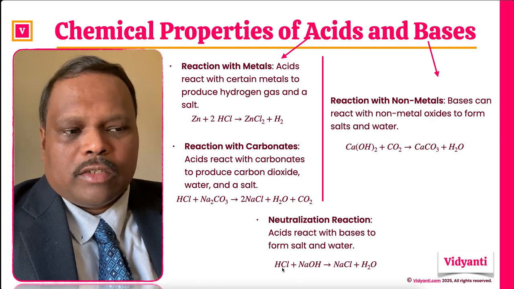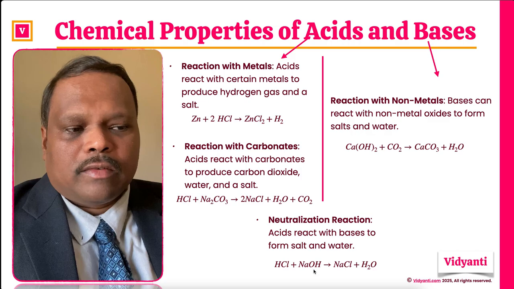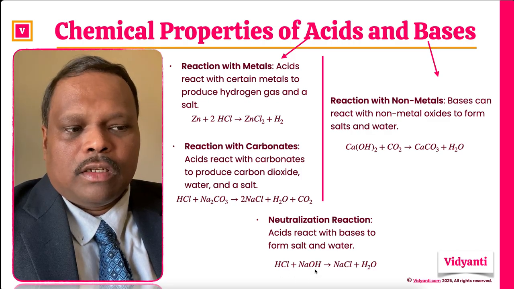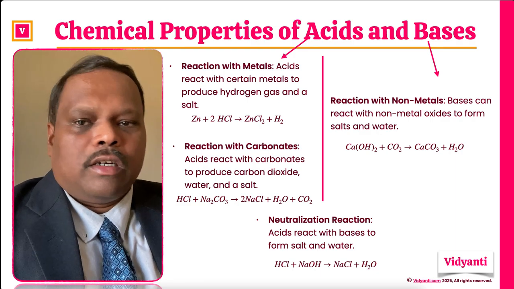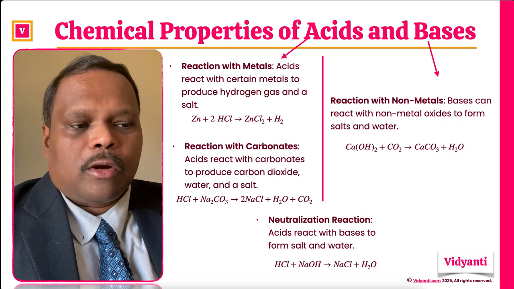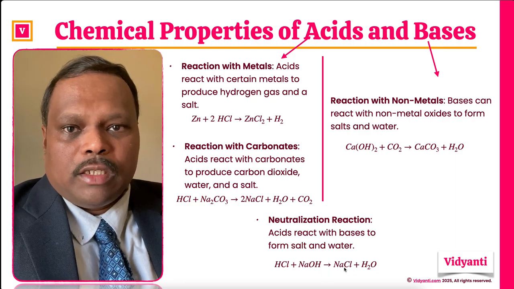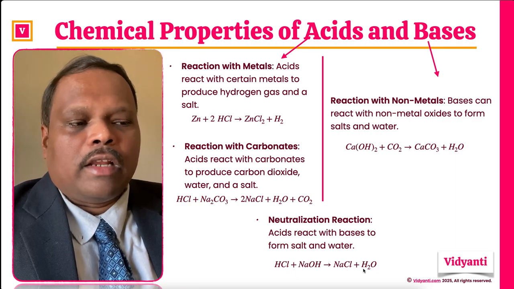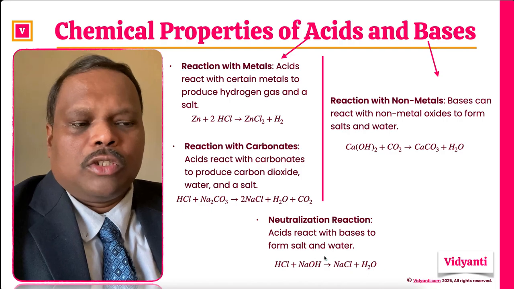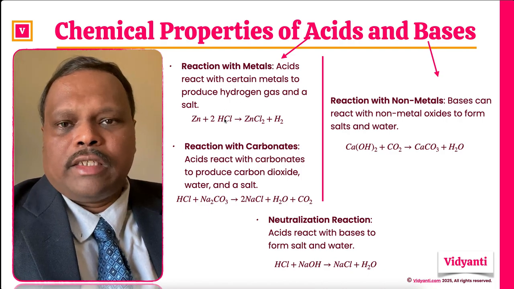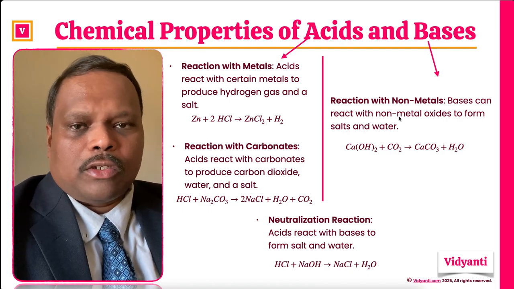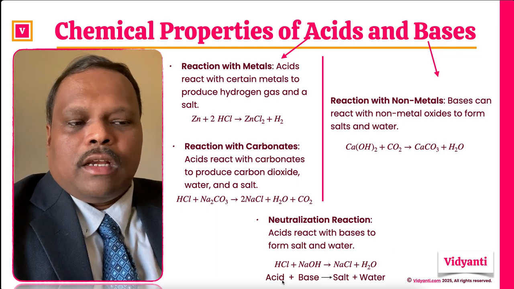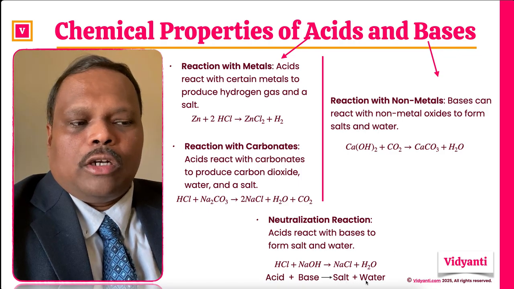Now think about it, this will split as H plus and Cl minus, this will split as Na plus and OH minus. H plus will react with OH minus, a typical displacement reaction, or double displacement, you can call it. You get sodium chloride, which is the salt, and H combines with OH minus, and that will give you water. So this can be used for acid, and for base also. Typically, in a nutshell, acid plus base will give you salt plus water.